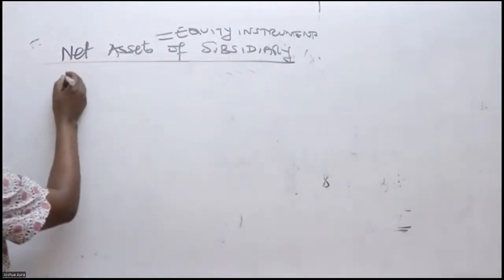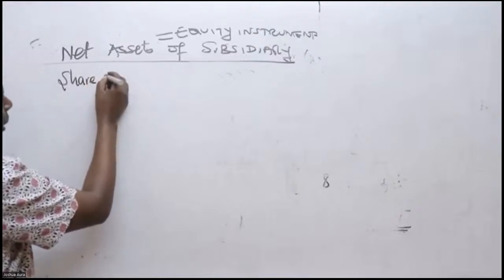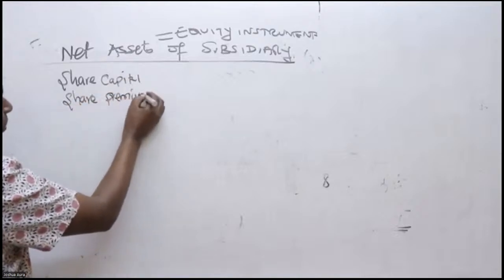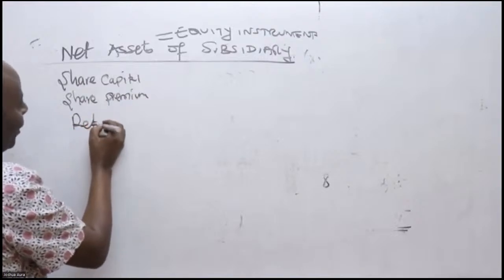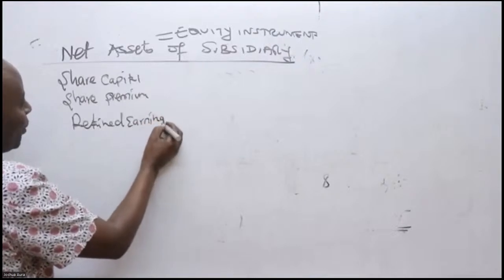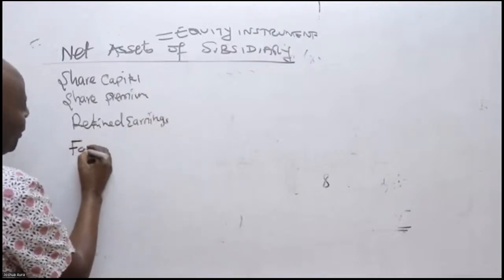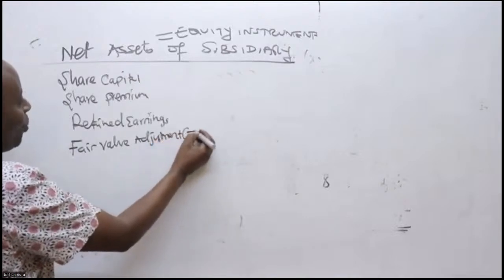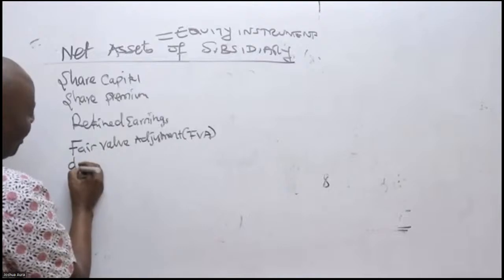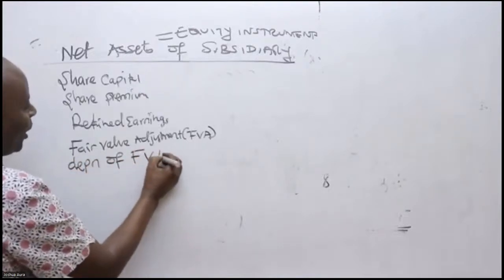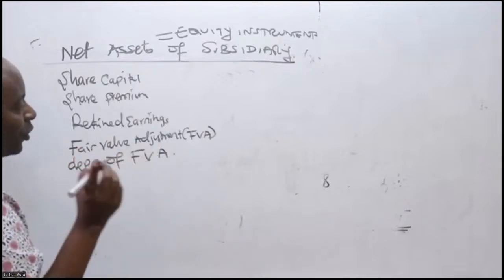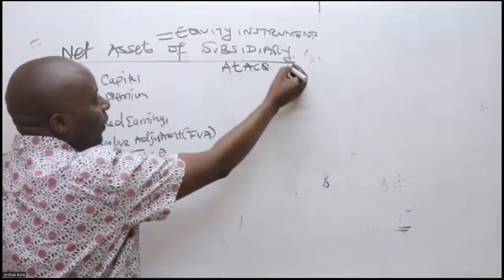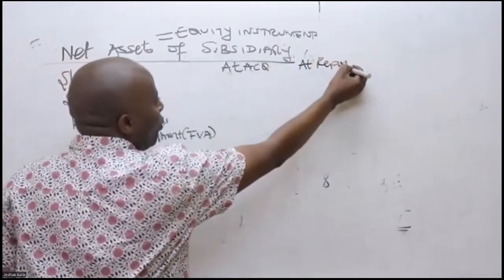So equity instruments, you can just write there: we have here the share capital, the ordinary share capital. We have here the share premium. We have in this case here the retained earnings. And then we have what we call the revaluations or the fair value adjustment, and then we shall be having what we call depreciation of fair value adjustment. Those four things. Listen, before you start writing, we shall get these net assets at acquisition and at reporting.